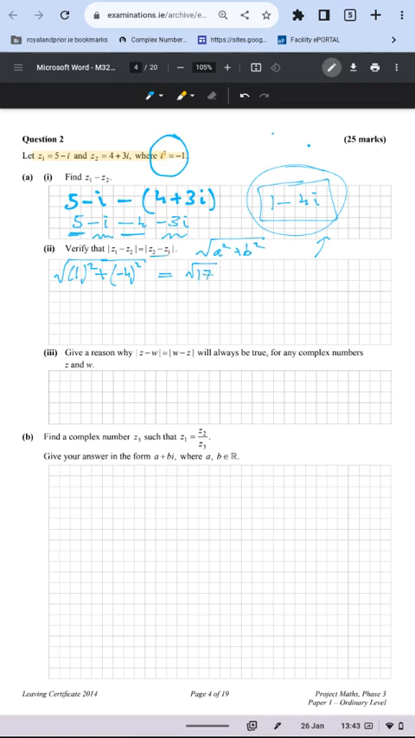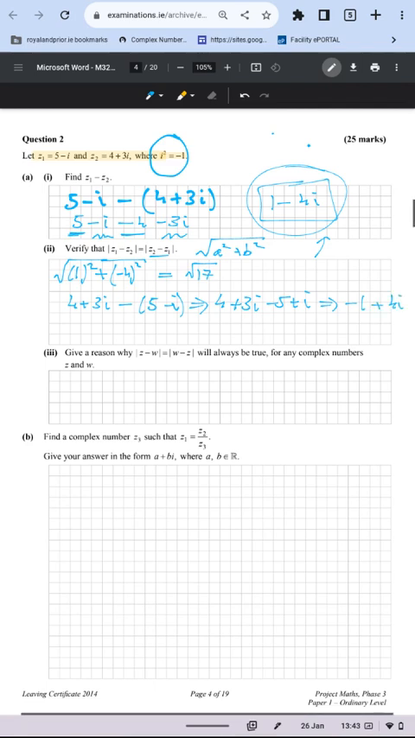Now the next bit here, we're going to have to work out Z2 minus Z1. So Z2 is 4 plus 3a minus Z1, which is 5 minus a. When we tidy that up, get rid of the brackets, 4 plus 3a minus 5 plus a. Work out the difference, 4 minus 5 is minus 1 plus 4a. Now we're going to work out the modulus of that. So the square root of a squared plus b squared. And lo and behold, we get the square root of 17 as well.